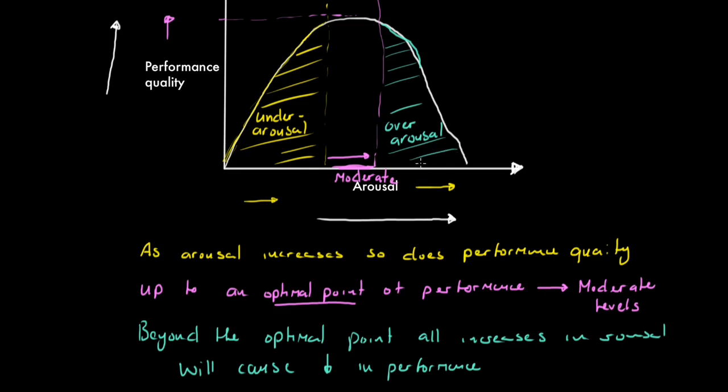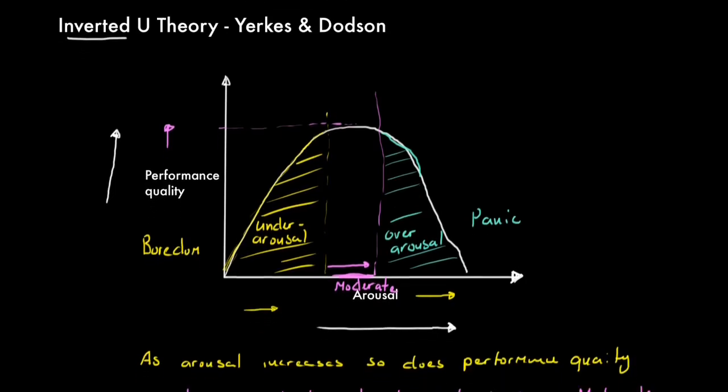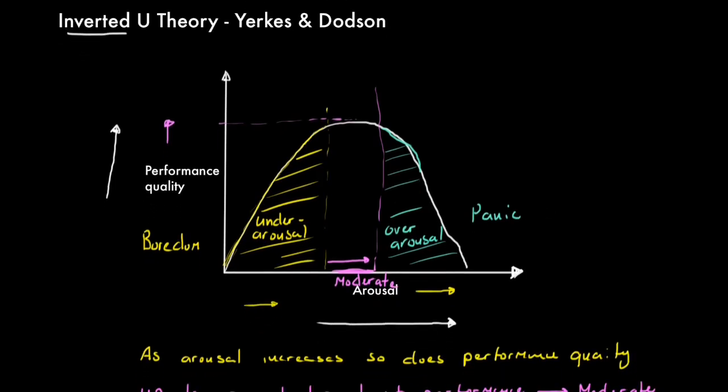All right, a couple of points I want to make before we finish this. Sometimes this yellow area here, we can refer to as boredom. So under arousal is sometimes referred to as boredom, and over arousal is sometimes referred to as panic. Just be aware of those terms because they're useful for you to know. And the middle point, this area here, which we've done in pink, this level of arousal is what's called the optimal point.